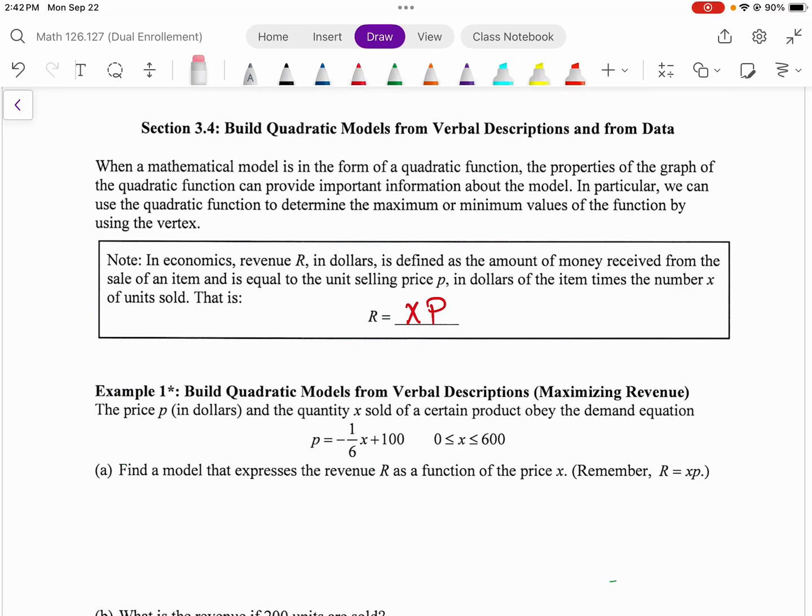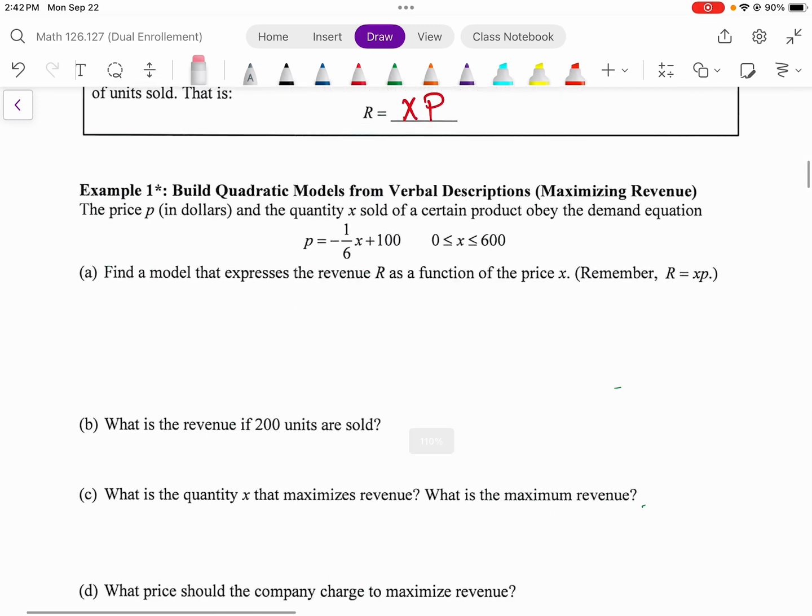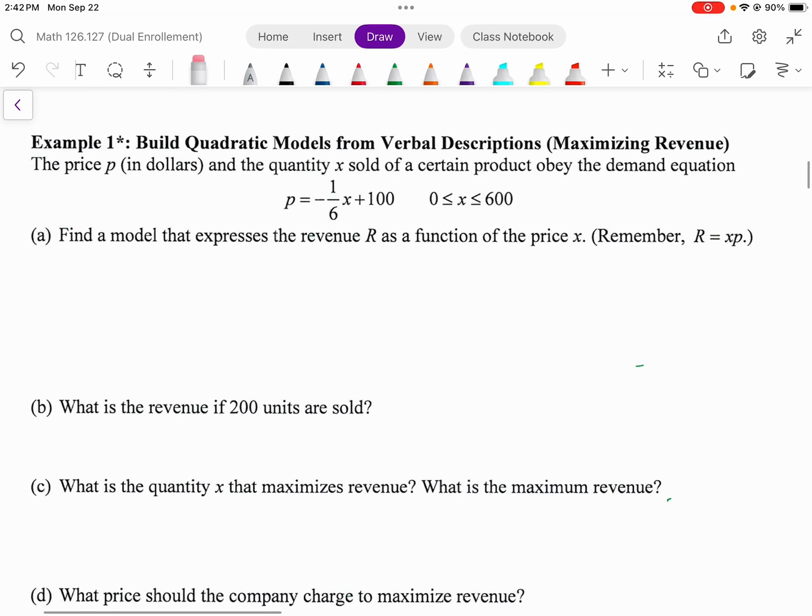An economics problem. So we're going to be using the equation R equals XP, P representing the price of an item in dollars. So let's start with the first one.